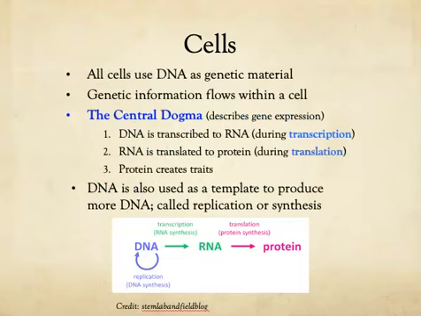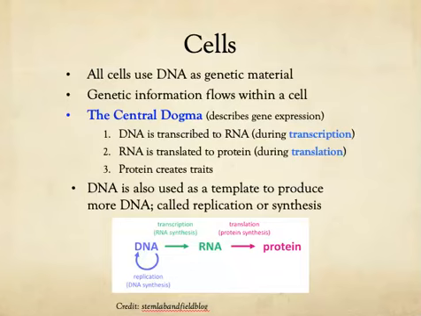We've said that all cells use DNA as their genetic material, and we should take a minute to remind ourselves of how the information in DNA, the genetic information, flows within a cell. How does that information get used within a cell? And that brings us, of course, to the central dogma of biology. The central dogma helps us understand how information flows from the DNA molecule into the traits that cells have.